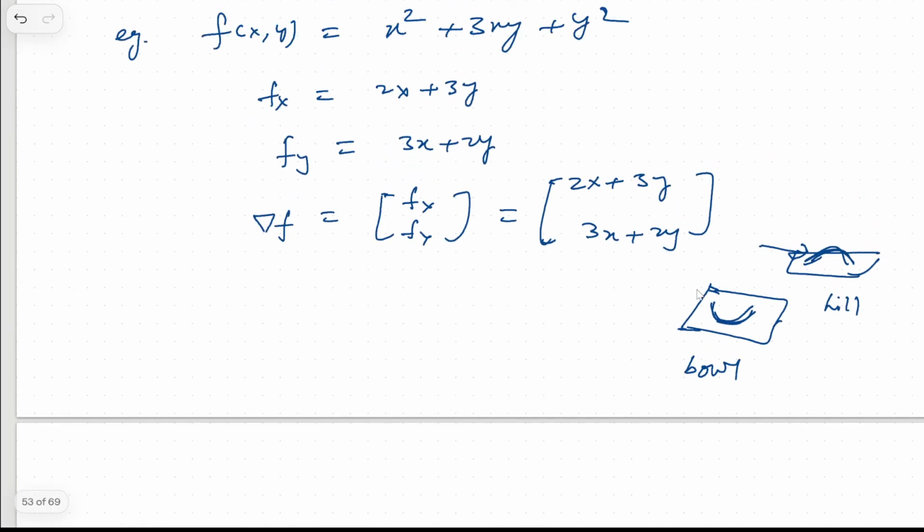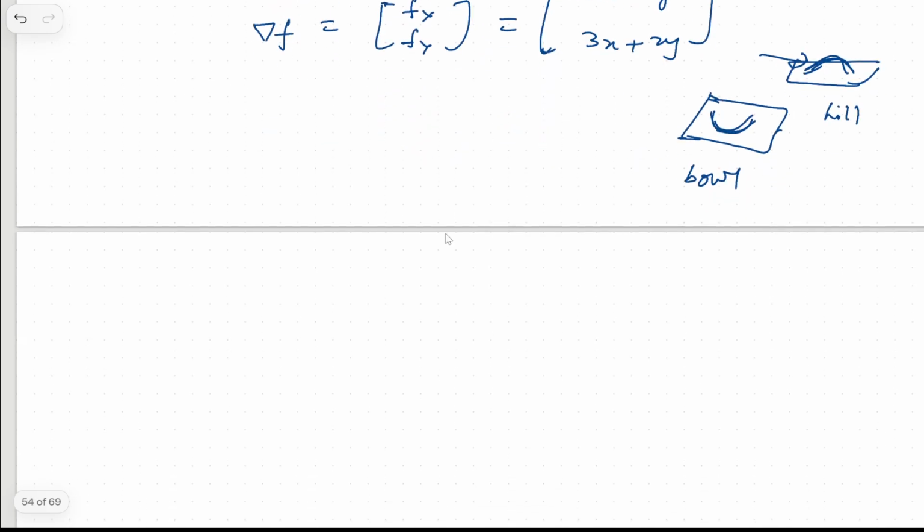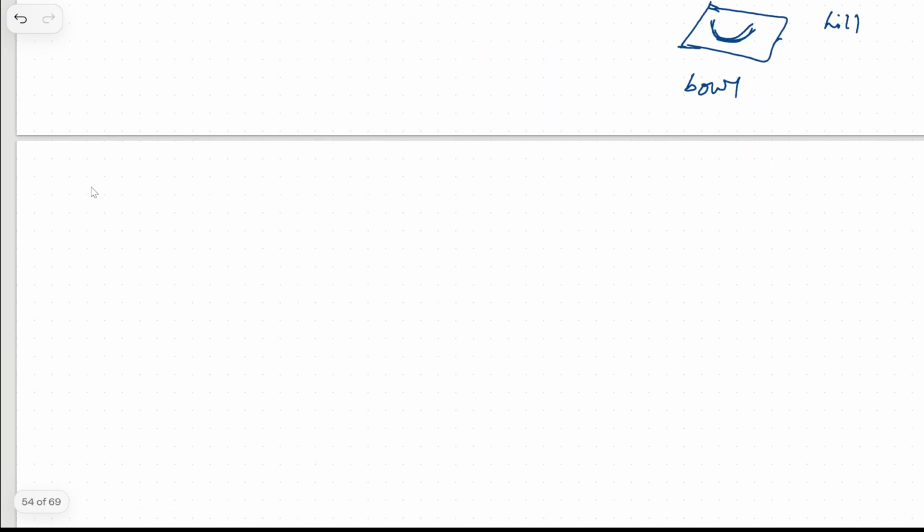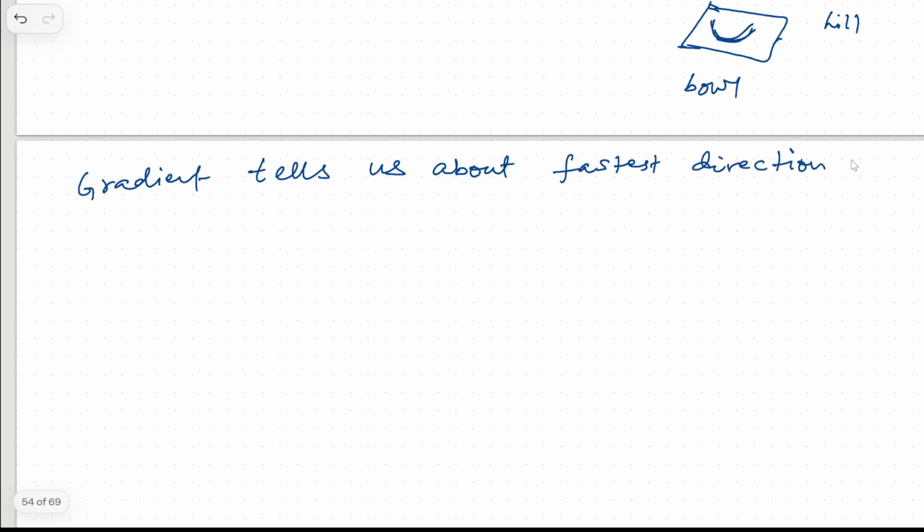I am just talking about it with respect to two variables. If you go for three variables, there will be a different story again. Okay. Now, what does this gradient say? Why we calculate the gradient: it tells us about the fastest direction of increase.